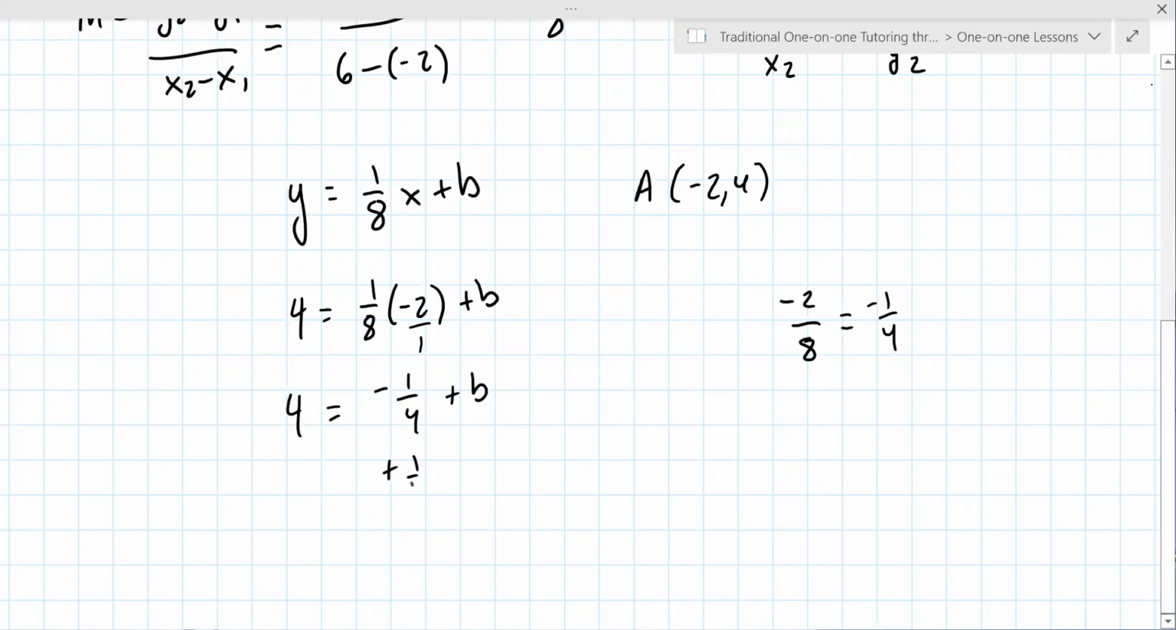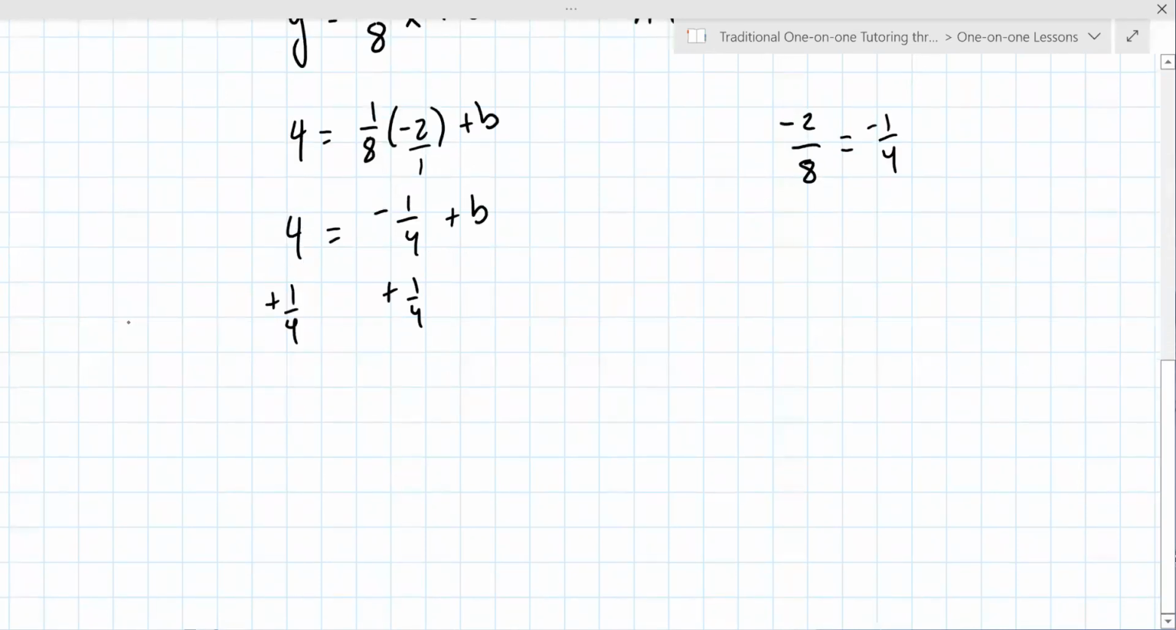No, you're adding 1/4 to both sides of the equation, right? Okay, now 4 is really 16 over 4. It's really 4 over 1. You multiply by 4 to get 16 over 4. And then that would be 17 over 4, 17/4.